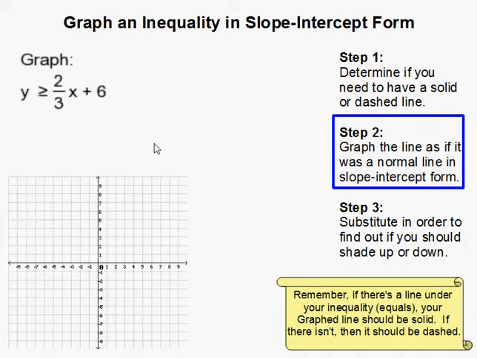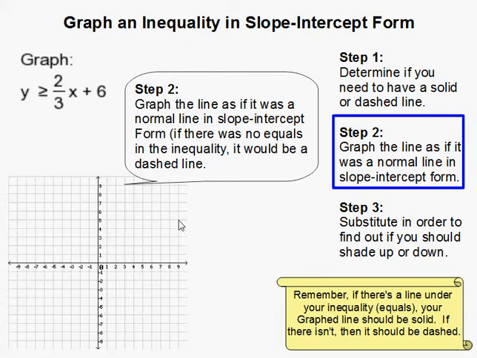Okay, so now what you need to do is graph the equation as if it was just in normal slope-intercept form. You just pretend that this wasn't an inequality, you just pretend it was an equal sign, but remember about the dashed line. So sometimes people just like to graph a normal line, and then if it's a less than or greater than sign, they just erase a little bit. And other people like to just draw the dash in the beginning if they have to draw a dash.